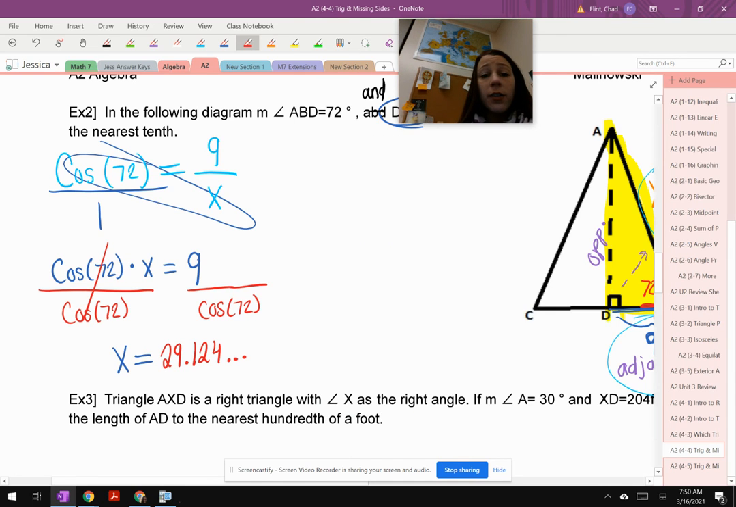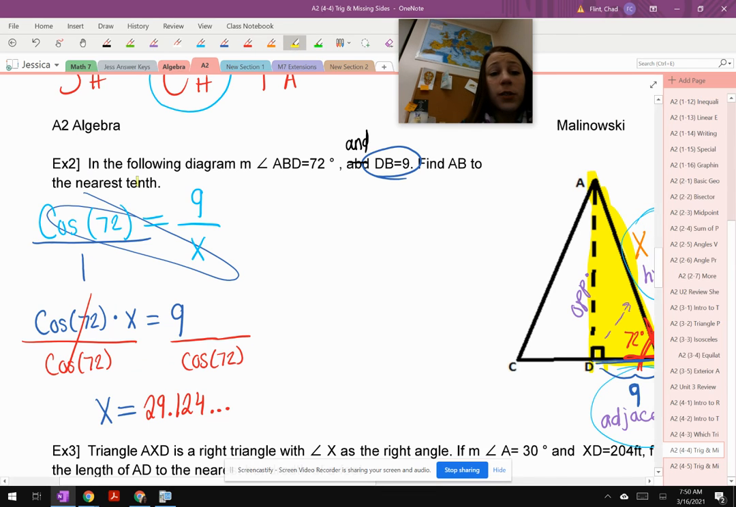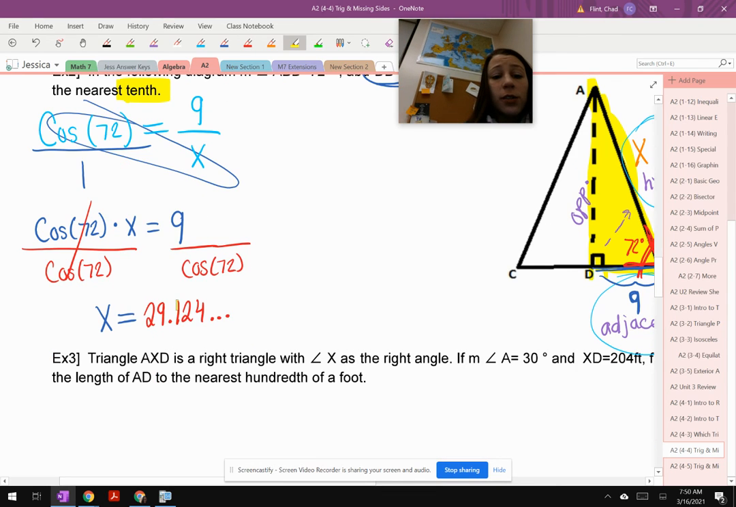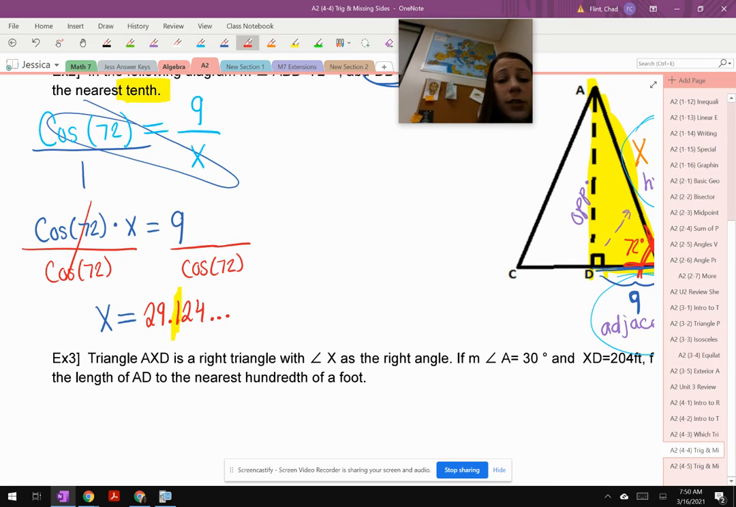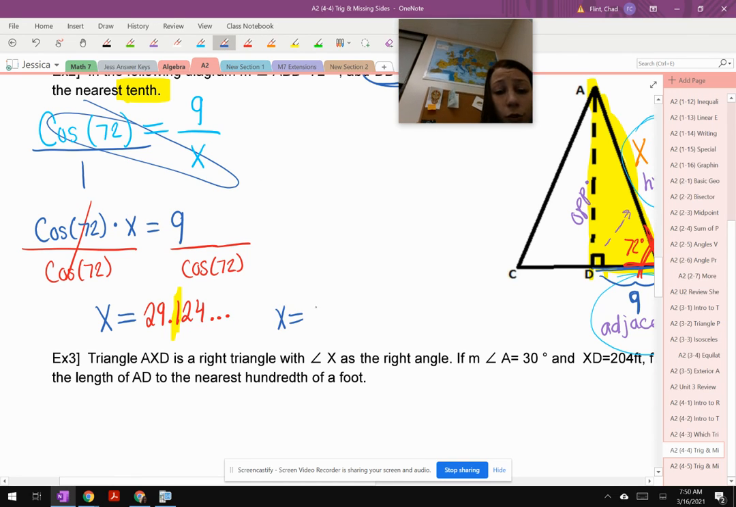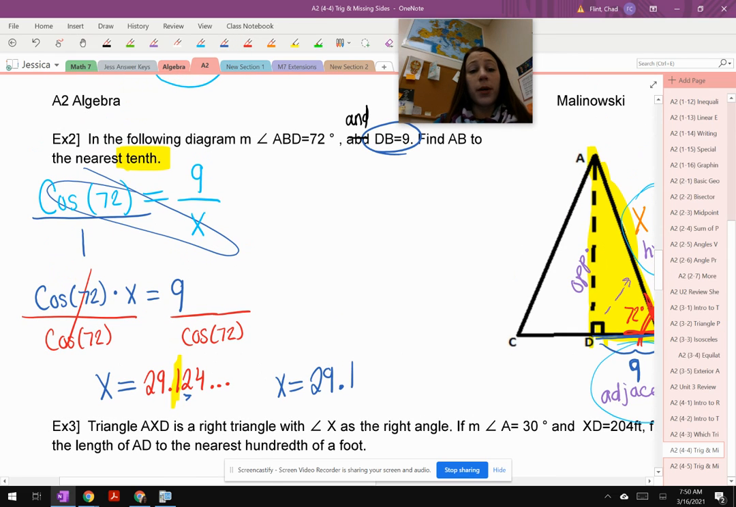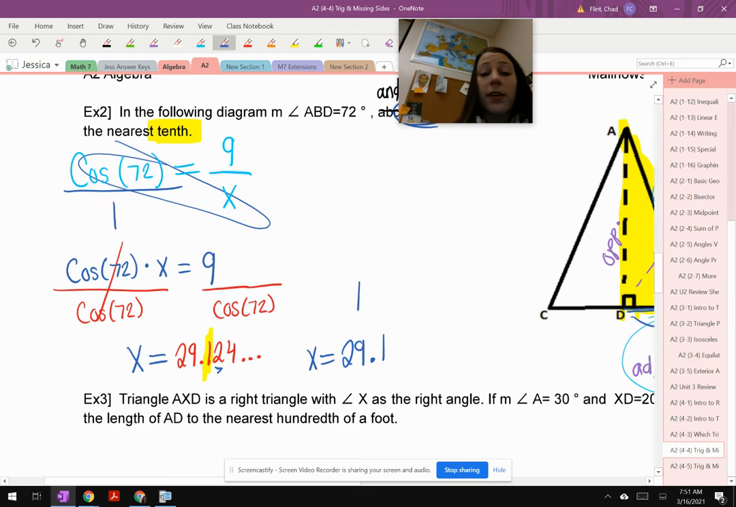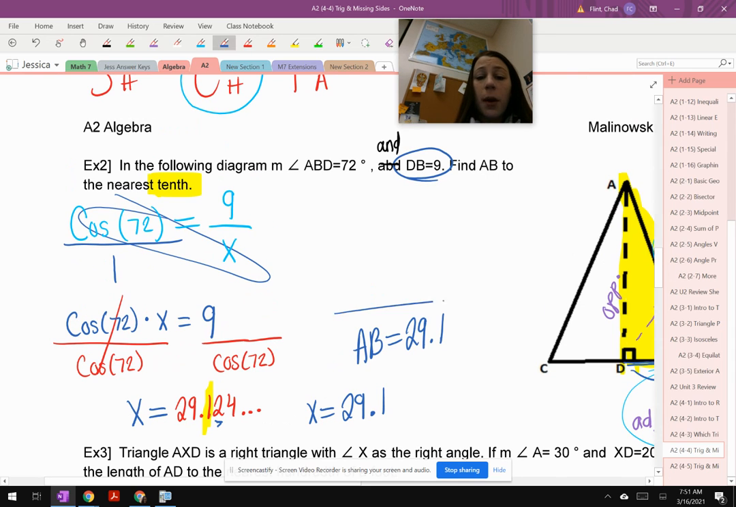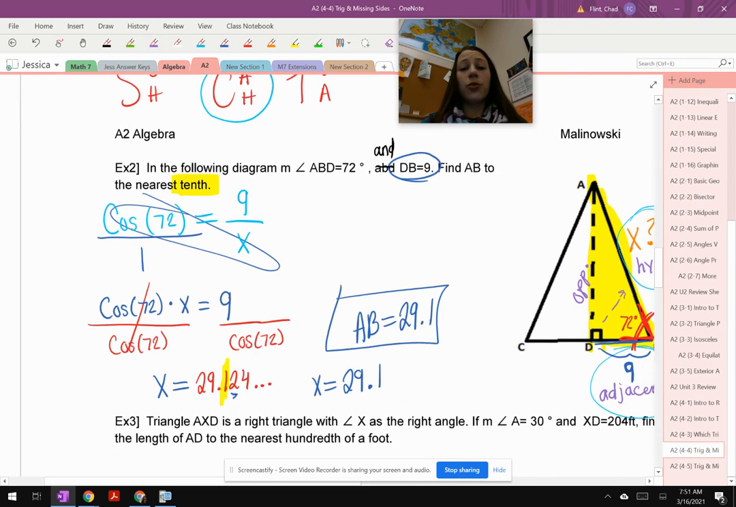And then rounding to what it tells me in the problem, to the nearest tenth again. So the 1 is in the tenths place. So that's going to translate to x is equal to 29.1 because the 2 next to it is below 5, so we're not going to bump it up or anything. So just making sure I'm answering the question with that label, that AB is equal to 29.1. Boom, sauce. Example 2, done.